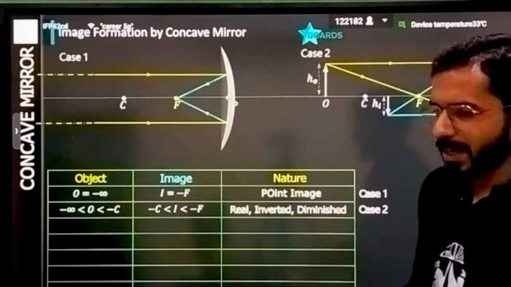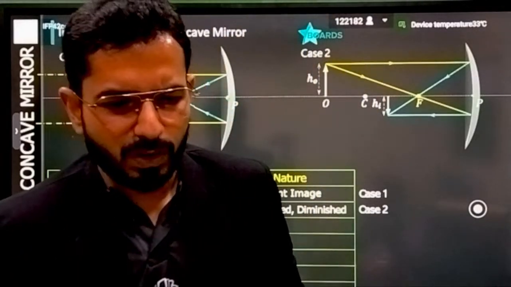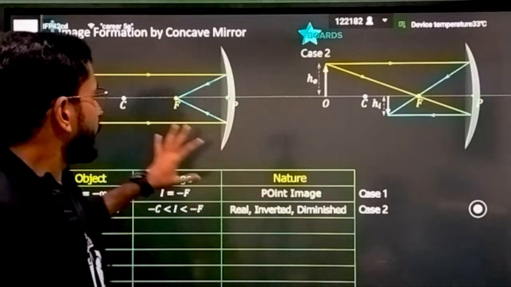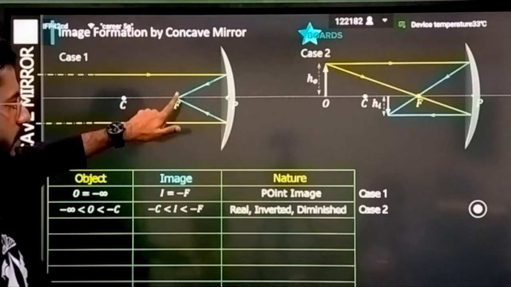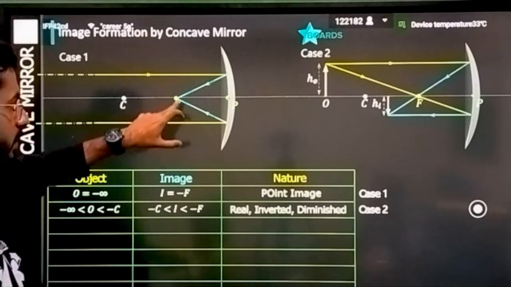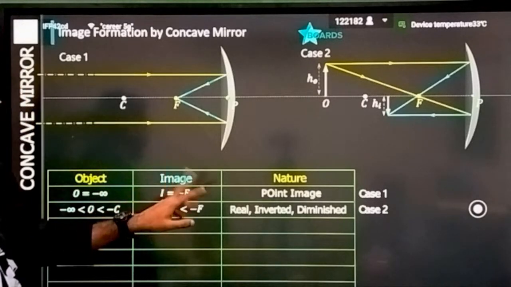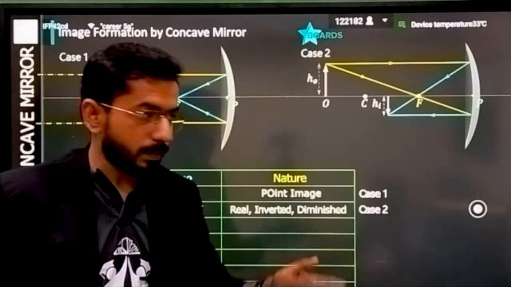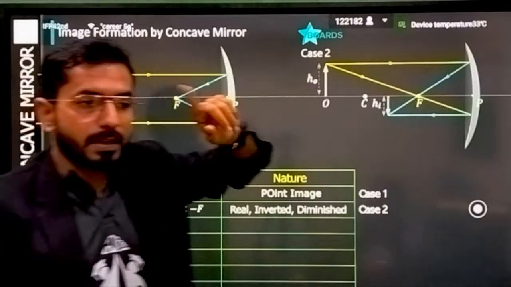Now see the ray diagram. Let's quickly recap it. In basic classes you have already studied the ray diagram. When the object is kept at infinity, parallel rays will be coming and passing through the focus. That means object distance infinite, image distance focus. What will be the nature? Point size, and a real image is formed. For this one it is a real image because object and image are both on the same side.